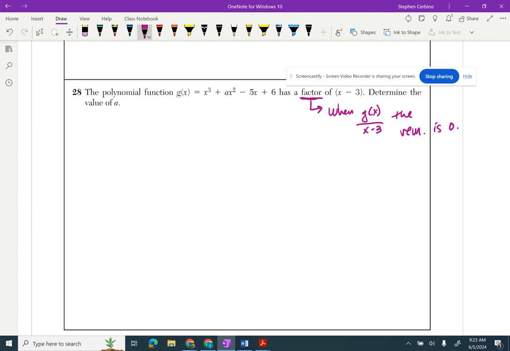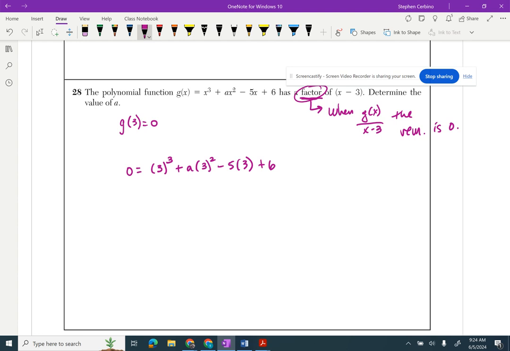So we could do a couple things to answer this question. We could use the remainder theorem, or we could start dividing and kind of guess and check at what a is. I'm going to use the remainder theorem. So because I know that this is a factor, I know that when I plug in the positive value of 3 for x, I should get a g of x value that's 0. So I know that g of 3 equals 0 because of this piece of information. So I can say 0 is equal to 3 cubed plus a times 3 squared minus 5 times 3 plus 6. And then this just becomes an algebra question.